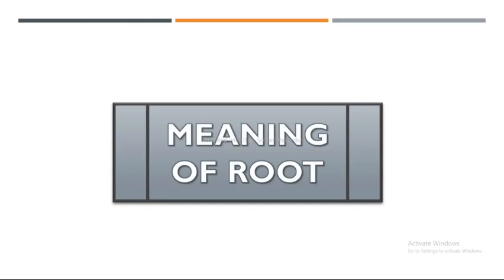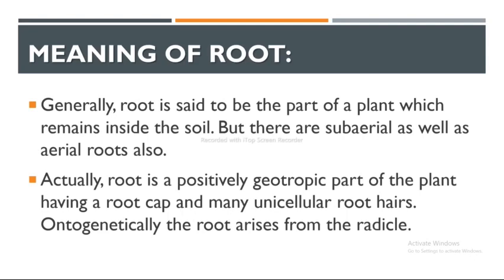Next, I will discuss the meaning of root. Generally, root is said to be the part of the plant which remains inside the soil, but there are subaerial as well as aerial roots also. Actually, the root is a positively geotropic part of the plant, having a root cap and many unicellular root hairs. Ontogenetically, the root arises from the radicle.